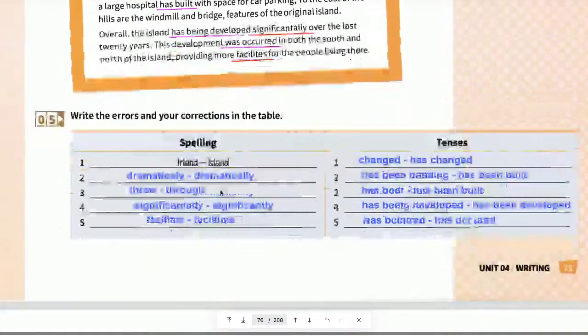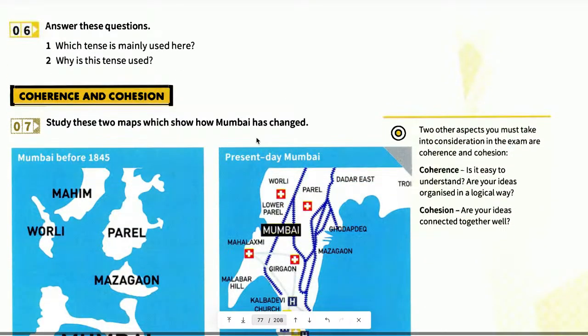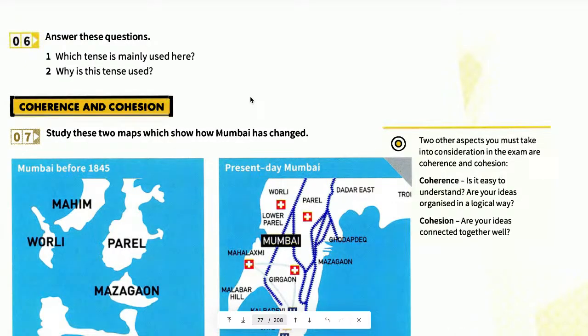Alright guys, now let's move on to the next one. Exercise 6, right? Did we do this last time? Answer these questions. Number 1, which tense is mainly used here? Number 2, why is this tense used? Okay? Number 1 first, which tense is mainly used here? Present perfect. Present perfect tense.